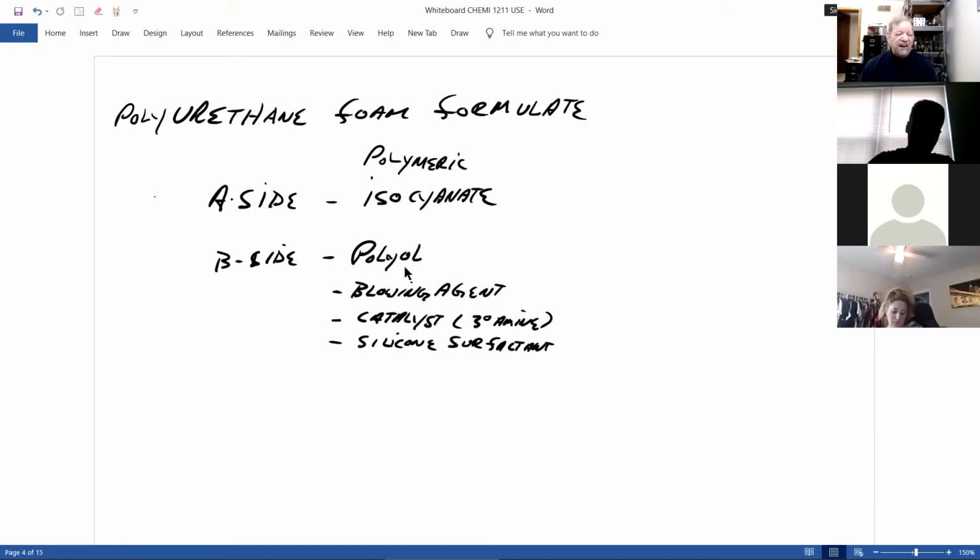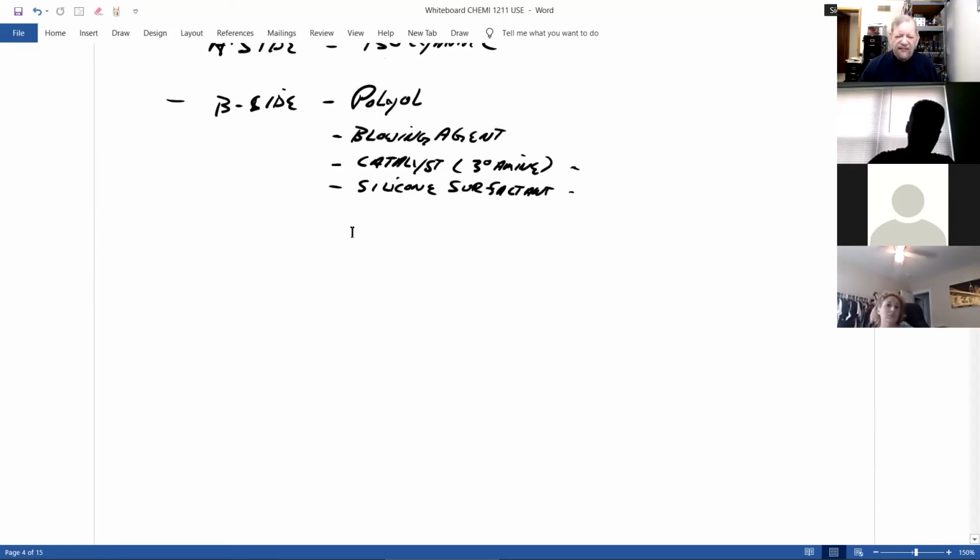And the nice thing about having an A and B side is most of the formulations you buy from places, you put equal amounts of A and B together and mix it together. Different products have different amounts of catalysts and whatever. Now, when you make a foam, you can have one that sets up quickly or slowly. And how do you measure that? That's called the cream time.